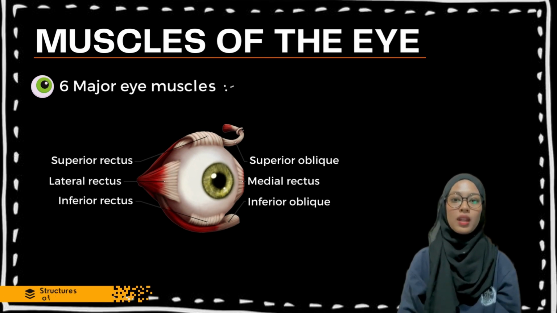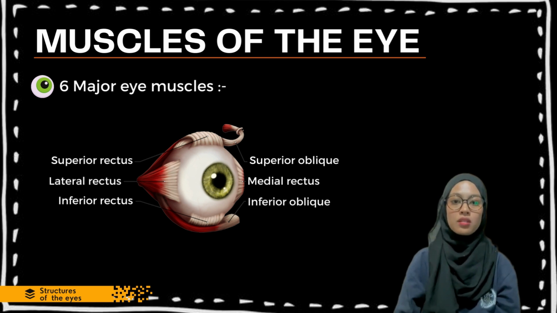The muscles of the eyes are the second structure. There are 6 major eye muscles, which are superior rectus, lateral rectus, inferior rectus, medial rectus, superior oblique, and inferior oblique, as shown in the picture. These 6 muscles all work together to enable large eye movements. An angle that is slanted but not perpendicular or parallel is referred to as being oblique. Meanwhile, straight is rectus.